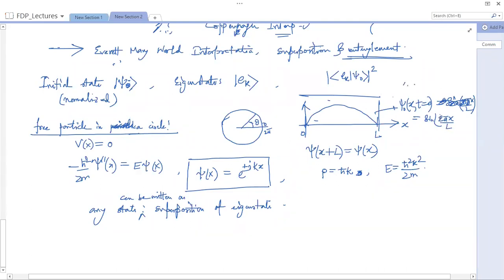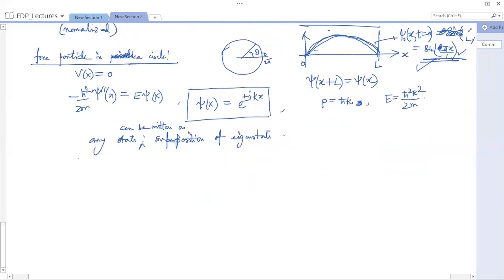So how will your wave function behave? If you have started with this wave function, what will be the energy, what is the momentum, and how will the wave function change? Everything will be governed by this. So okay, let me go through more generality, like any wave function.